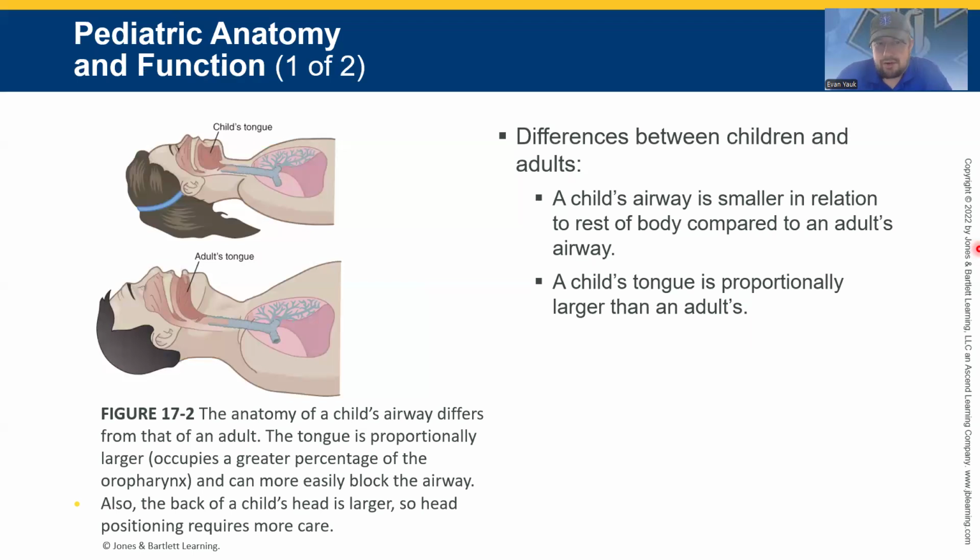So the differences between a child and an adult. A child's airway is smaller in relation to the rest of the body compared to an adult's. The child's tongue is proportionally larger than adults. So by head size, the tongue is a lot larger. You can see over here in this picture, this whole section is considered the tongue. And if you look at that compared to this, it is elongated. Your tongue up here has a better chance of falling back, blocking that airway. This does, it will, but in a child, it's a lot more likely because of its size.